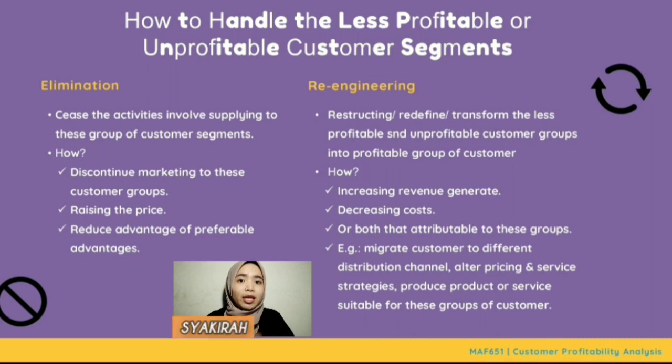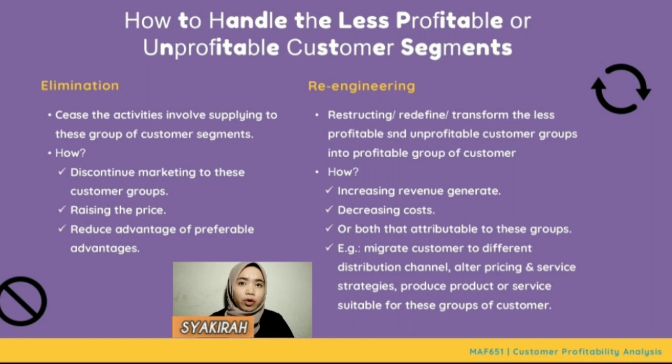There are 2 ways of handling the less profitable and unprofitable customer segments, which are eliminating and re-engineering. In elimination, we tend to cease the activities of supplying to this group of customer segments. How do we do this? By discontinuing marketing to this customer group, or raising the price we offer to these customer segments, or reducing the preferable advantage being offered to this group of customer segments.